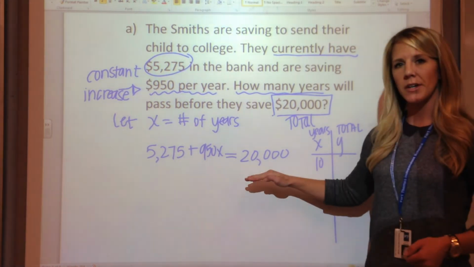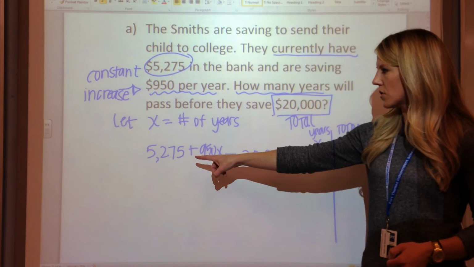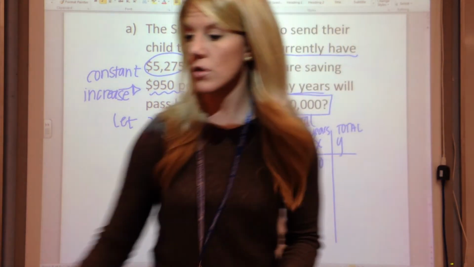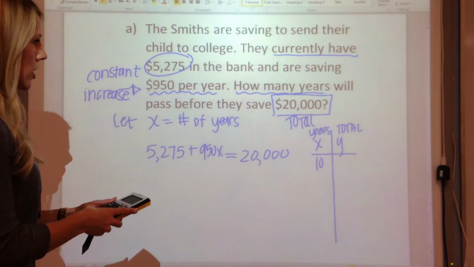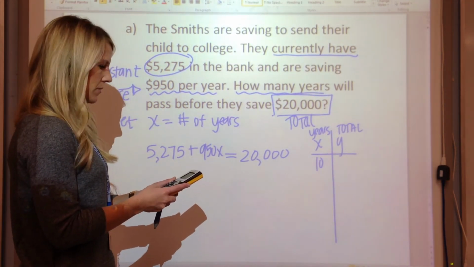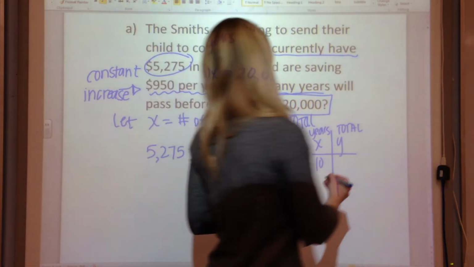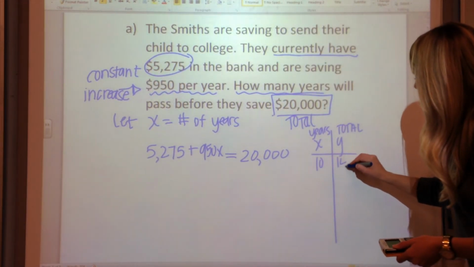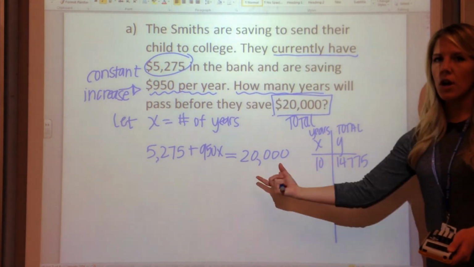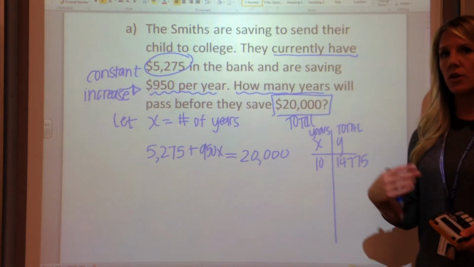Remember, what do we want the final amount to be? 20,000. 5,275 plus 950 times something, we want it to equal 20,000. So let's pick up our calculators and just try it. 950 times 10 plus 5,275, 14,775. Okay, so I'm still off a little bit. So you could try 15, you could try 20.